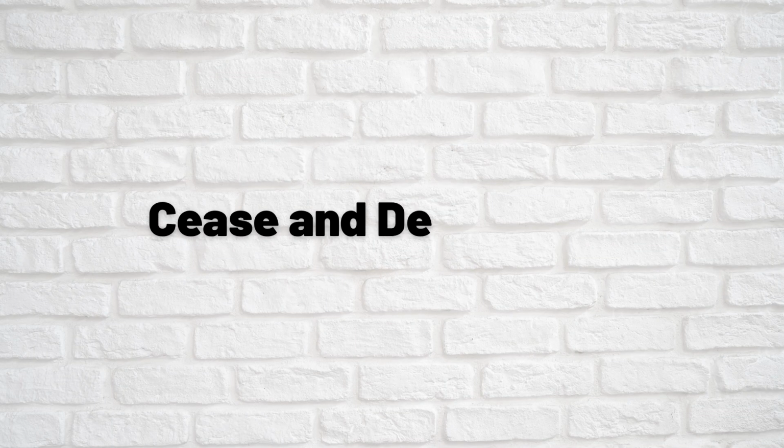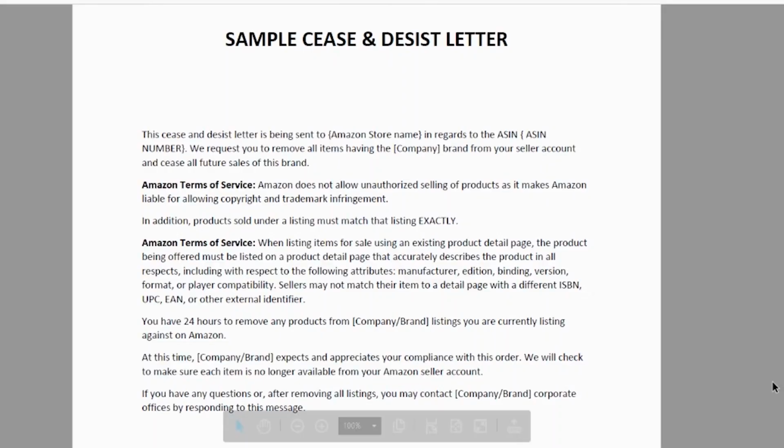So tip number 1 and tip number 2 are very similar to each other. Tip number 1 would be to send a cease and desist letter. You'll find the template that you're seeing now in the description box of this video. You can download it, change a few things, and use it yourself.